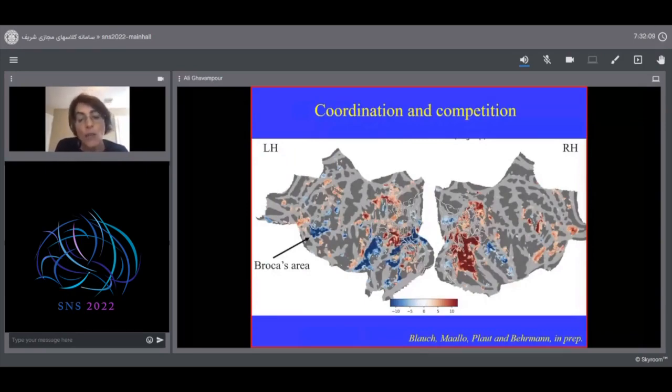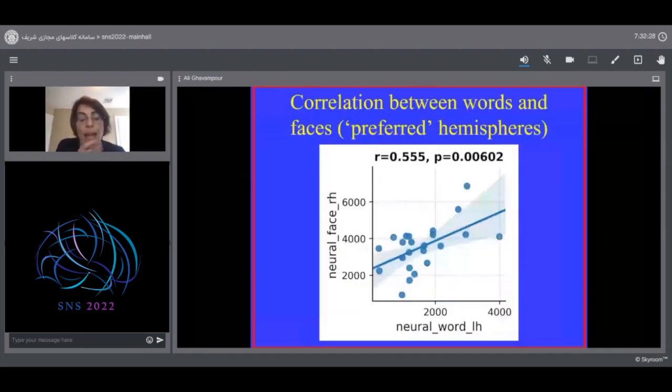And this again is an illustration of the exact principle that I already showed you, and that is that you get bilateral activation for words and faces in both hemispheres, but stronger in the right hemisphere for faces in red and stronger in the left hemisphere for words in blue. Next, please. And in fact, if we look at the correlation between the activation for words and faces, faces in the right hemisphere, words in the left hemisphere, we see a very nice correlation between them, with the claim being that there is this graded asymmetry. Next, please.